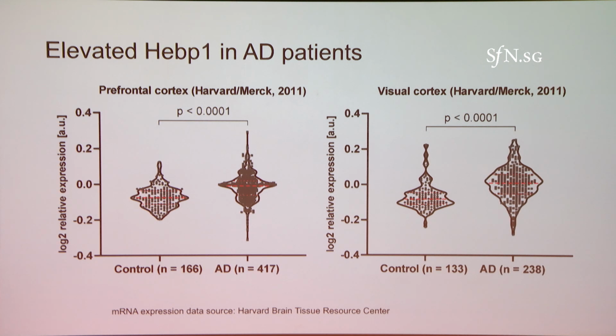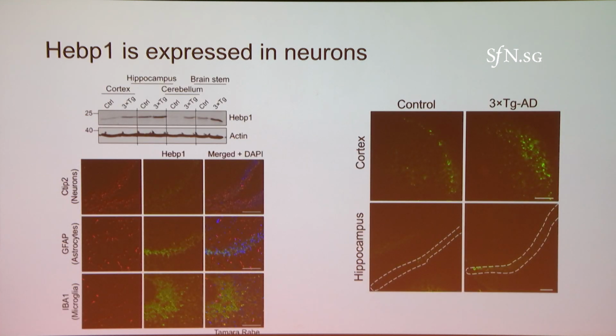So HEBP1 is very understudied, and nobody really knows what it's doing in the brain. So we started initial characterization, and we were able to confirm again that in various brain regions, including the cortex, hippocampus, cerebellum, and brainstem, HEBP1 is significantly upregulated. Now, is it a neuronal protein, or is it microglial or astrocytic? The IHC data that you see over here would indicate that HEBP1 is very highly expressed in neurons and not so much in GFAP-positive astrocytes or IBA1 microglial cells as well.